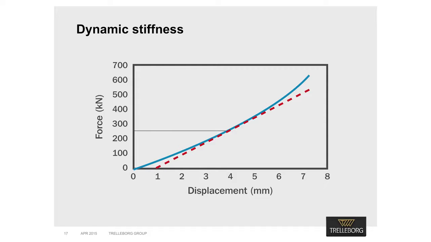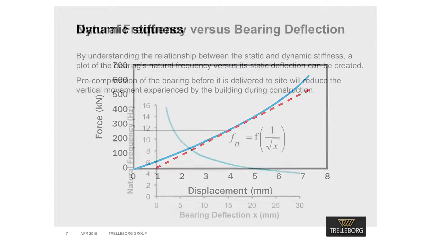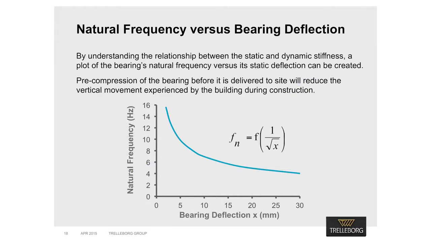The most appropriate means of establishing the dynamic stiffness from a static load versus deflection curve is to take the tangential stiffness at the working load. With this definition, we find that the dynamic stiffness ratio is typically 1.4. So with a clear understanding of the relationship between the bearing's static and dynamic stiffnesses, we are able to generate a plot of the bearing's natural frequency versus its static deflection. This information is useful in establishing the level of vertical movement the building will experience due to the bearing's deflection.